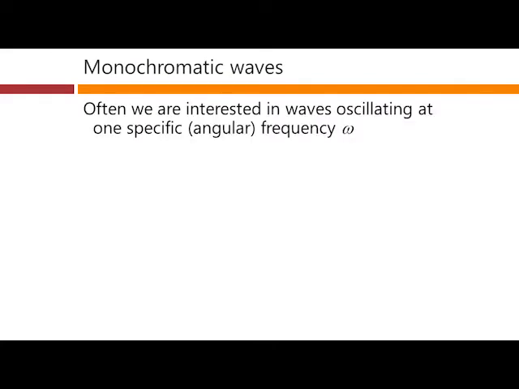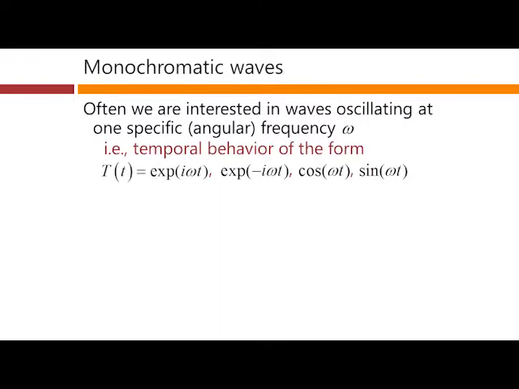Now, often we're interested in waves that are oscillating at one specific frequency, and we'll again use angular frequencies here for convenience, so we're oscillating at one specific angular frequency, omega. So that means we've got a temporal behavior of this form. It could be something proportional to e to the i omega t, or e to the minus i omega t, or cos omega t, or sin omega t. All of these would correspond to waves oscillating at a specific angular frequency. And indeed, we could make any combination of these because this equation is linear, so we can add up solutions provided they obey our boundary conditions.